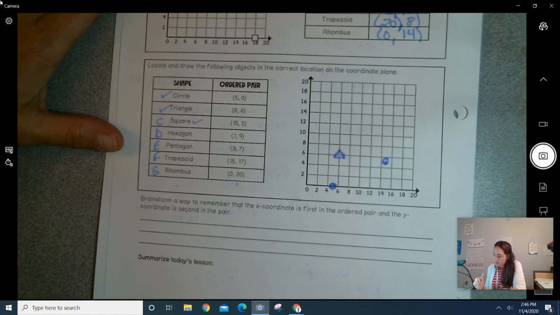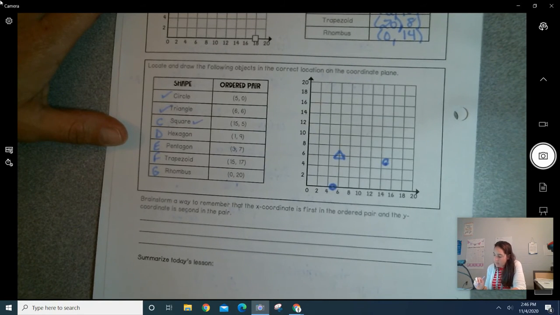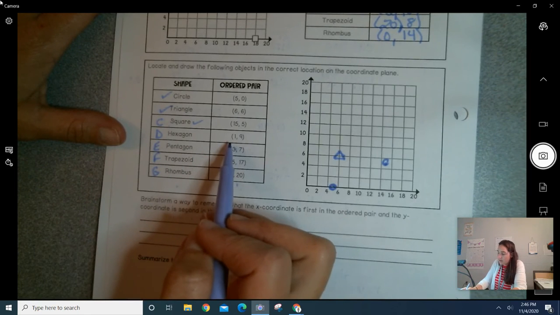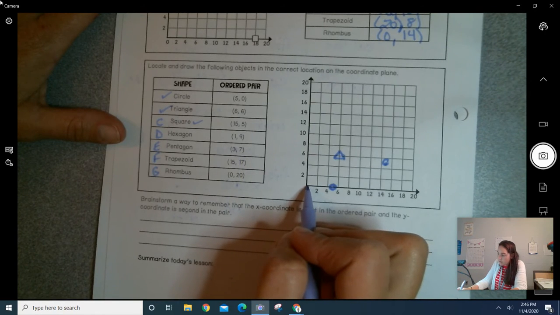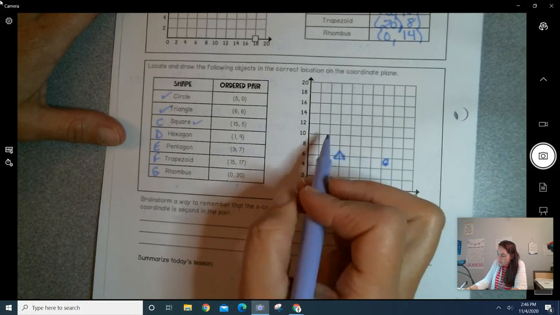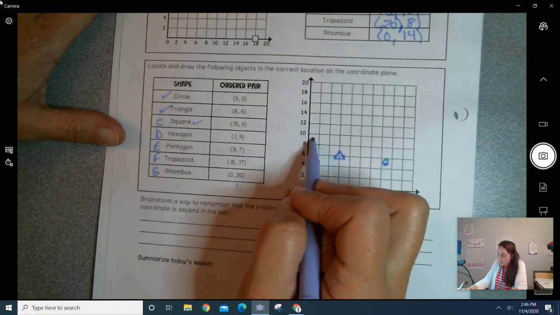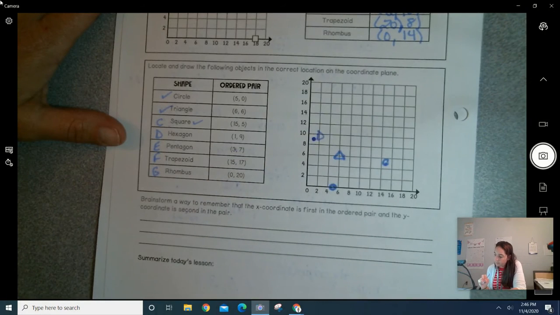So let's do the next one together. And then I want you guys to do the pentagon, the trapezoid, and the rhombus on your own. And we'll come back and check them. So for the hexagon, I'm going to put a letter D at the point 1, 9. So remember, I move to the right first. So I go to the right 1. And then vertically, I move up to 9, which is in between 8 and 10. So it's going to be right here. That's where I'm going to put my D. Go ahead and do E, F, and G, and then we will check them.